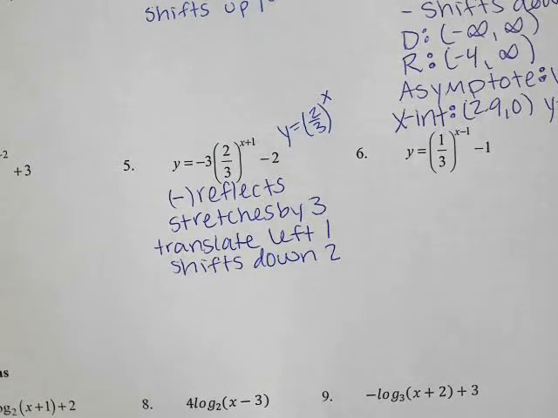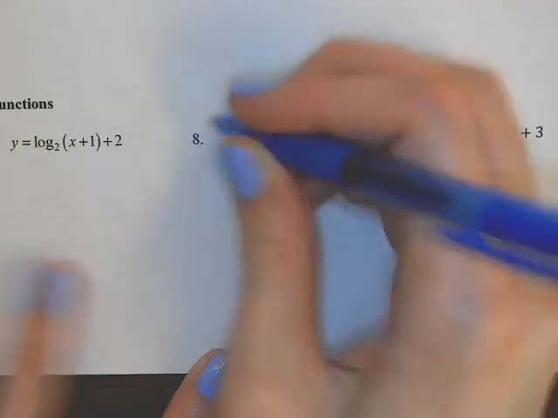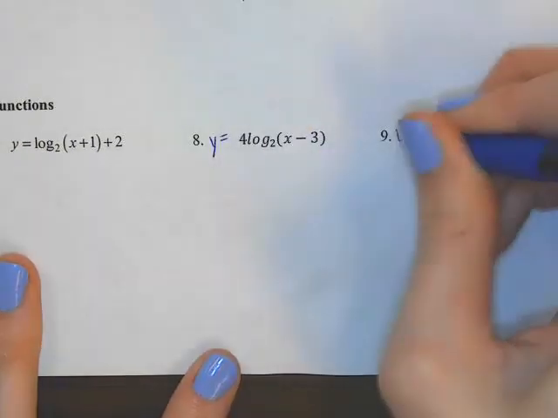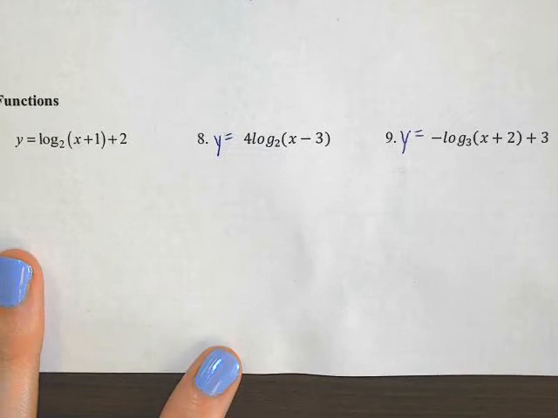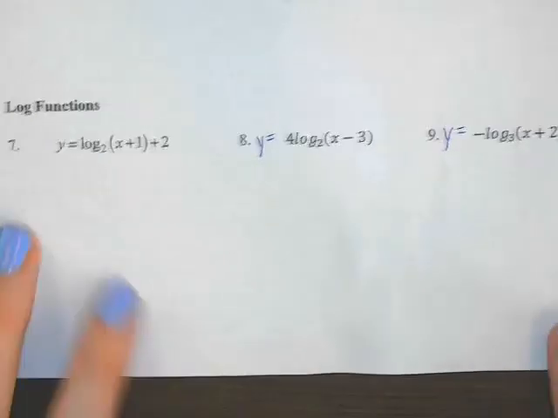All right, let's jump down to the bottom with some logs. Do the same thing. I don't know why the y isn't on here. I could have sworn I put it, but I guess I didn't. So it should say y equals. That bothers me.